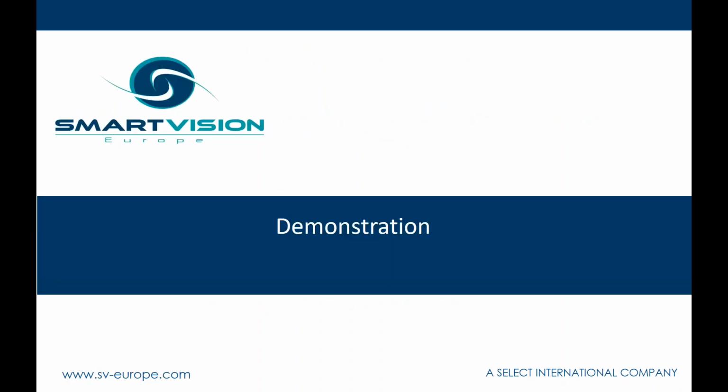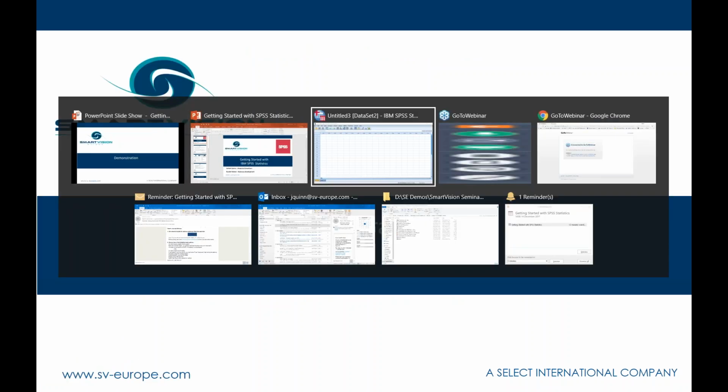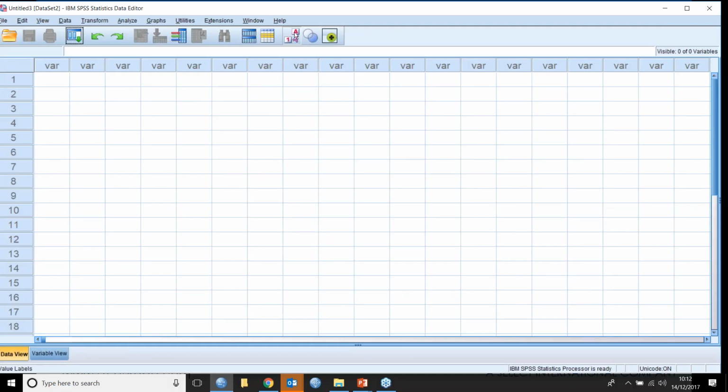So let's begin by skipping out to SPSS. So this is SPSS Statistics version 25. This is the latest version. And when you open up SPSS Statistics, it looks a little bit like a spreadsheet. That's often a mistake that people make. You shouldn't treat it like a spreadsheet. It's not a spreadsheet at all.